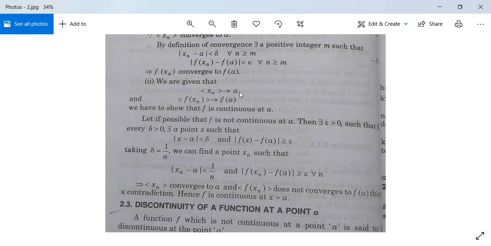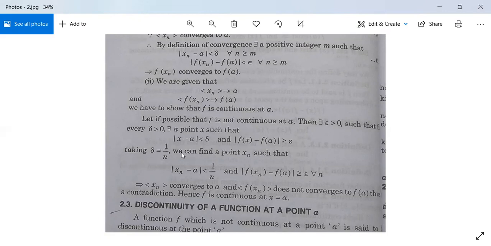Next, we are given that sequence x_n converges to a and sequence f(x_n) converges to f(a). We have to show that f is continuous at a. Let, if possible, f be not continuous at a. Suppose f is not continuous, then there exists epsilon greater than 0 such that for every delta greater than 0 there exists a point x such that mod x minus a is less than delta but mod f(x) minus f(a) is greater than or equal to epsilon. Earlier, for continuity, it should be less than epsilon, but now since f is not continuous, it is greater than or equal to epsilon.